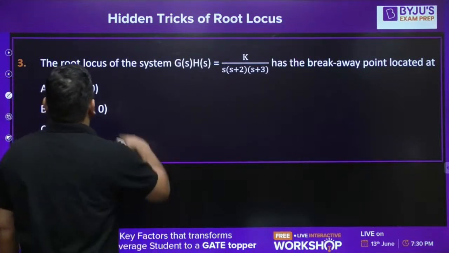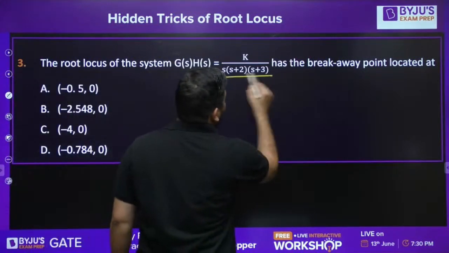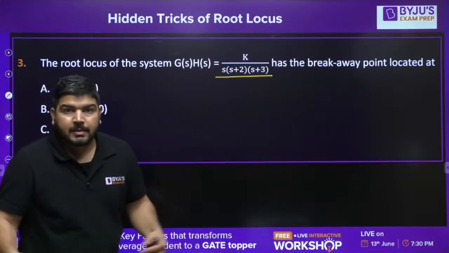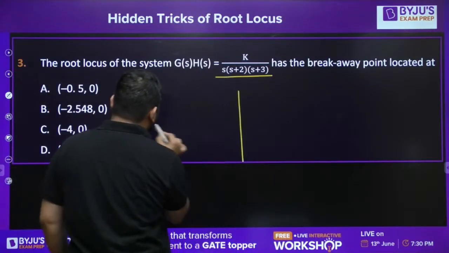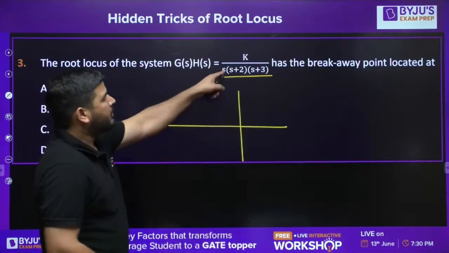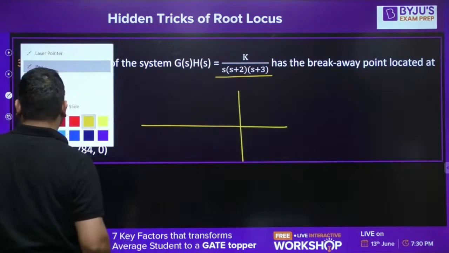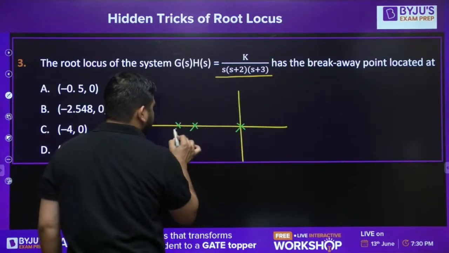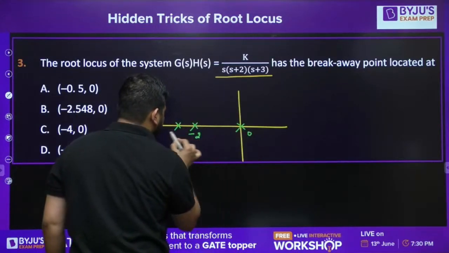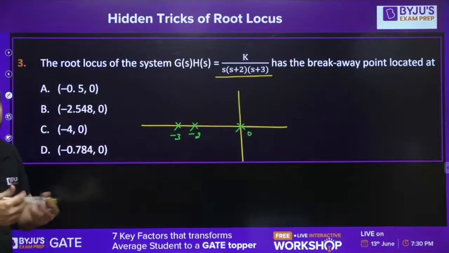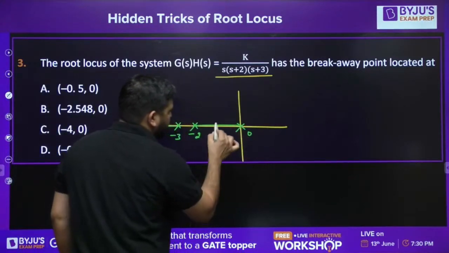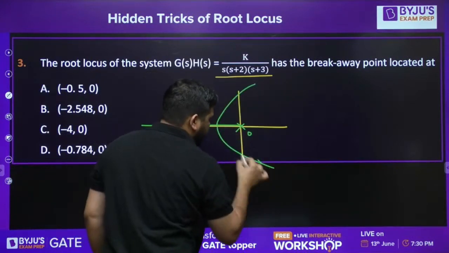So, the root locus of the system, G(s)H(s), is provided to us. We need to find the breakaway point. Okay, let's look at the breakaway. We know that the poles of the closed loop system will lie at these points: one is here at 0, one is at minus 2, one is at minus 3. Now, if you want to plot the root locus, the rough root locus will look like this. This will be the part of the root locus, and it will go like this. This is the root locus.